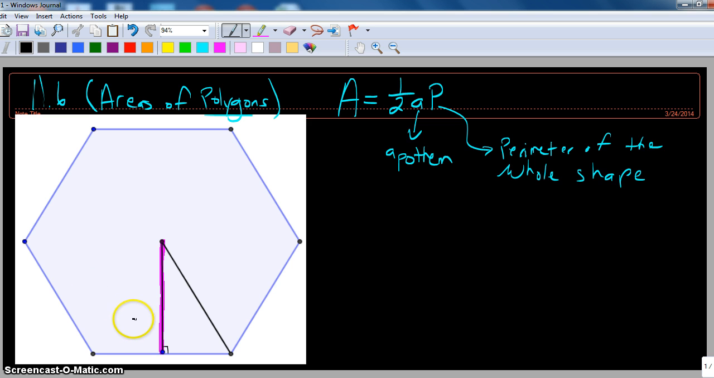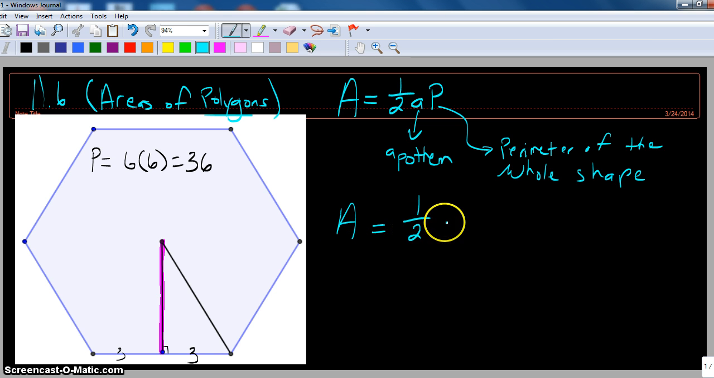Alright, so I'm going to make this question pretty much the easiest way you're going to see it. So I want to say that this is 3. Well then this is 3, which means that all of this is 6. And since I have a hexagon, there are 6 sides. So to find the perimeter, it's 6 times 6 sides, which is 36. That is the perimeter of the entire hexagon. So over here, the area is equal to 1/2 times the apothem times the perimeter of the whole shape. Well, the perimeter of the whole shape is 36.